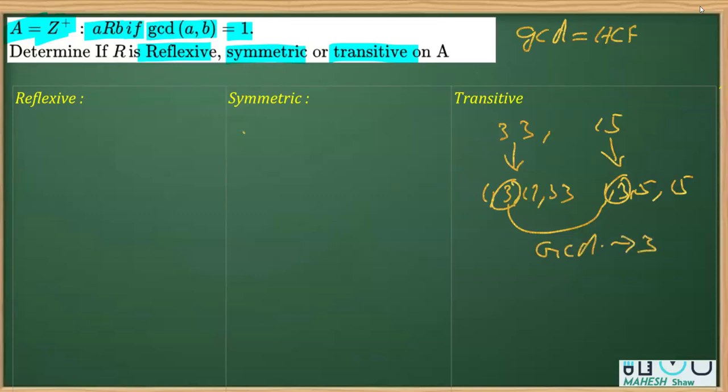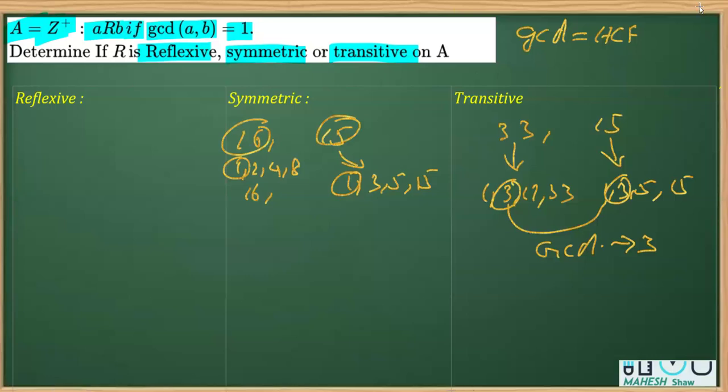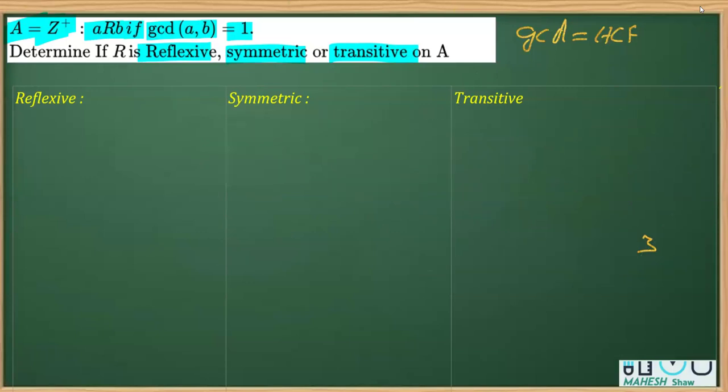Now, if I take instead of 33, 16 and 15, the factors of 16 are 1, 2, 4, 8, and 16 itself. And for 15, it is 1, 3, 5, and 15 itself. So what you can see here is that 1 is the highest common factor or greatest common divisor. So we'll say that these two are co-prime. That means two numbers are said to be co-prime if they have no common factor other than 1, or we can say if the greatest common divisor is 1.